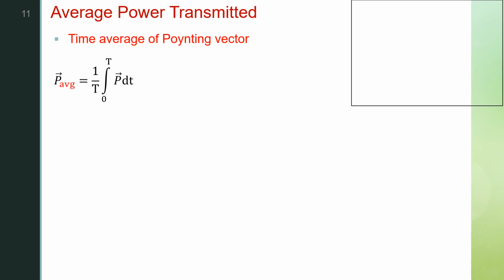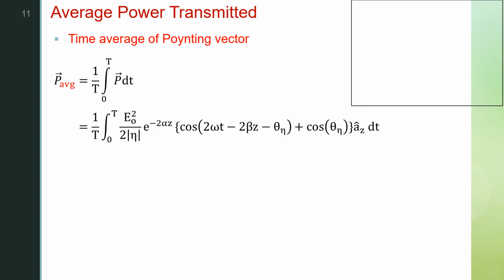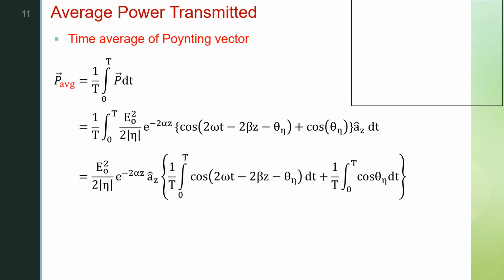So next, let's find the time average of the Poynting vector. Right now what we got was the Poynting vector. So let's take P average, that is equal to 1 by T integral 0 to T of P dt, where P vector is our Poynting vector. First let's substitute for the Poynting vector, the expression that we have got right now: E0 square by 2 eta e raised to minus 2 alpha z, cos 2 omega t minus 2 beta z minus theta eta plus cos theta eta, az cap, dt. Now let's take the integration inside the brackets.